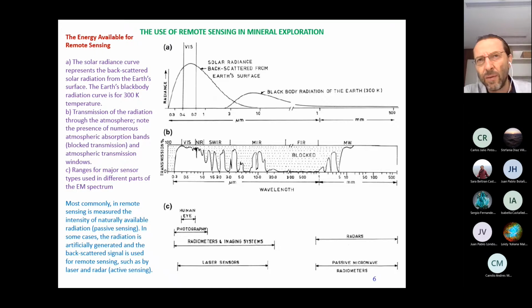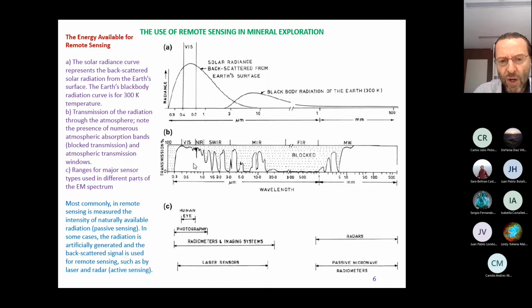And what is important with these technologies is that they try to take advantage of the windows, where we can get the backscattered radiation. As you can see, we have the solar radiation, and it is backscattered from the Earth's surface. Basically, you see where it has the highest intensity in this curve in A.